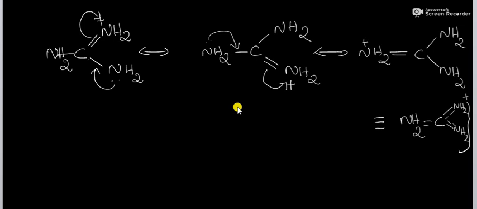And here, in short, we discussed three different carbonic acid derivatives. First one, urea. Second one, semicarbazide. And third one is guanidine. That's about these carbonic acid derivatives. Hope it is clear.